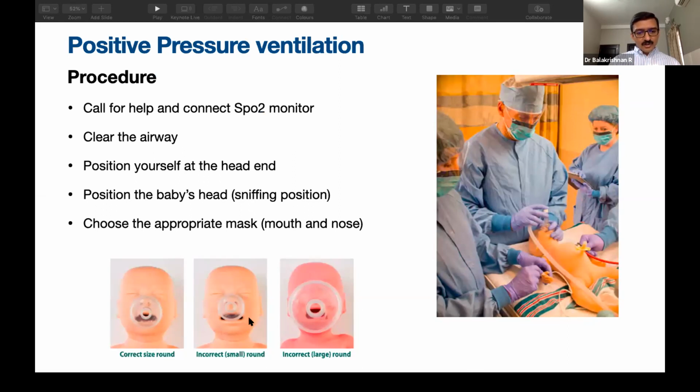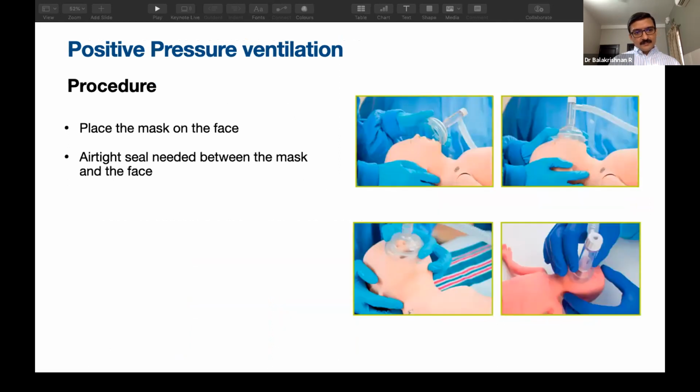It should not be small, because then it does not cover the mouth completely, and it should not be too large. So it should be an appropriate mask. And once you have chosen the mask, we should place it on the face, starting from the chin and then going on to the bridge of the nose.